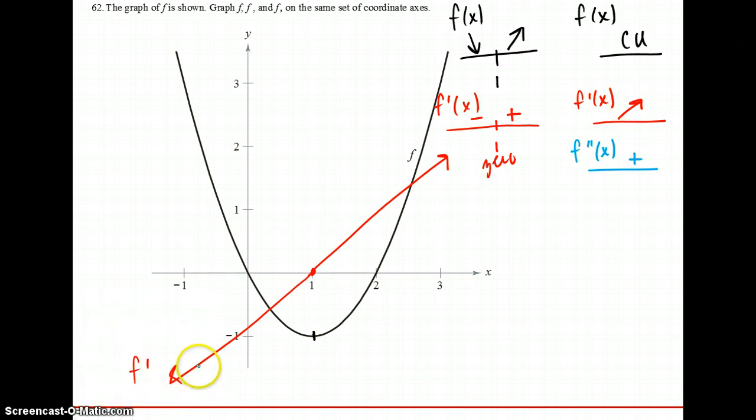Now for the second derivative, we know that the second derivative is positive, which means it would be above the x-axis. And looking at the first derivative, if we were to look at the slope of the lines tangent to f prime, they're constant. So my second derivative would just be a horizontal line above the x-axis.